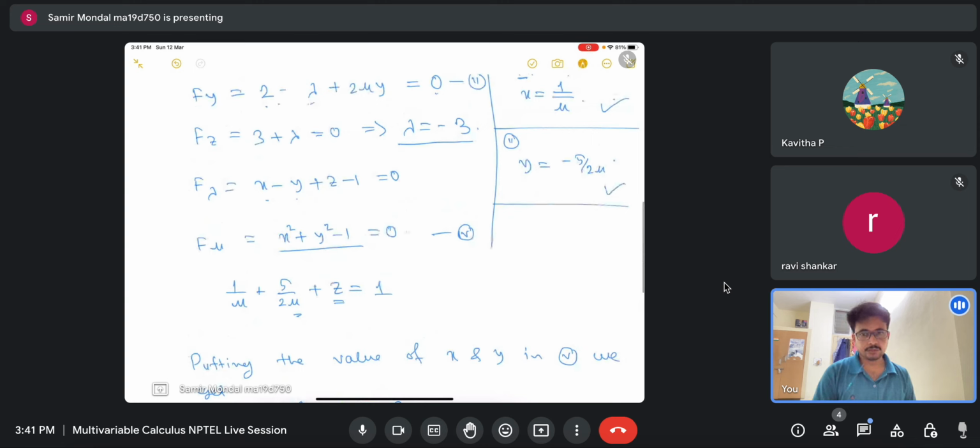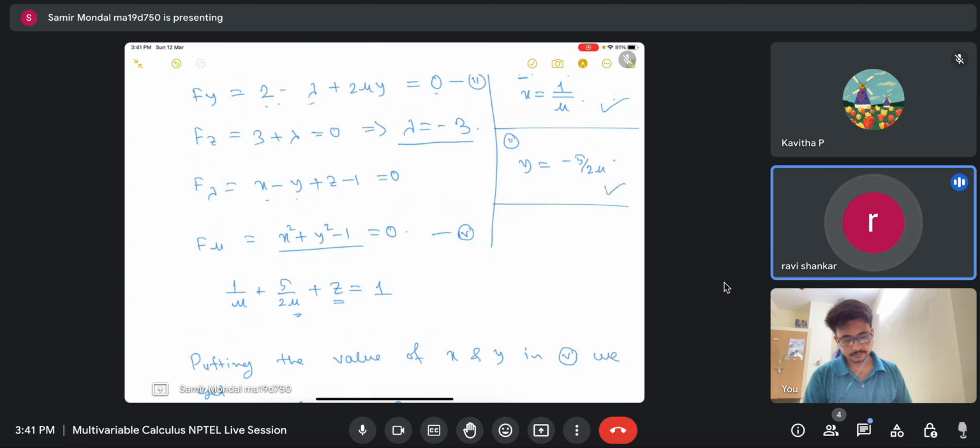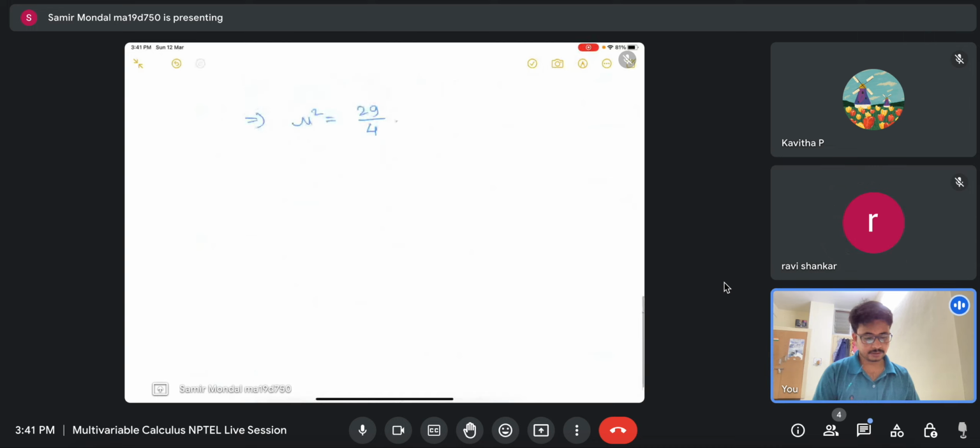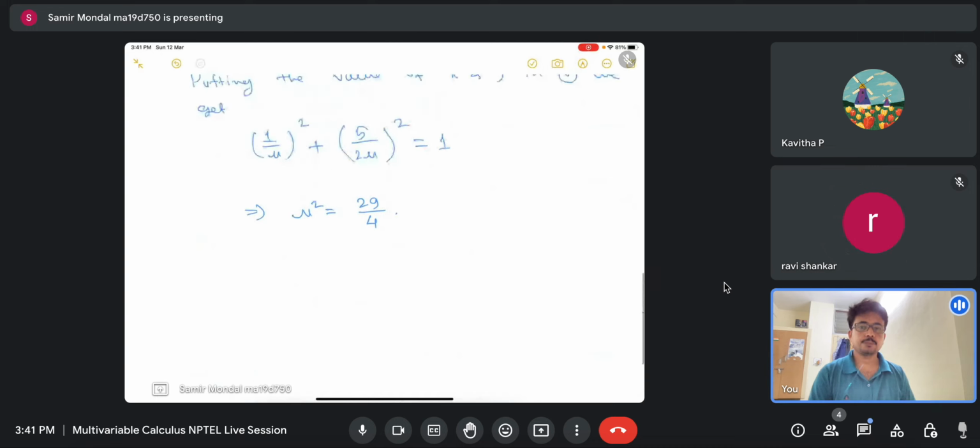So ultimately what we will get? Mu square equals 29 by 4 now. Yes, this one, so this is your mu. Put the value of mu in x, y and z. So I'm directly writing the possible extremum points.